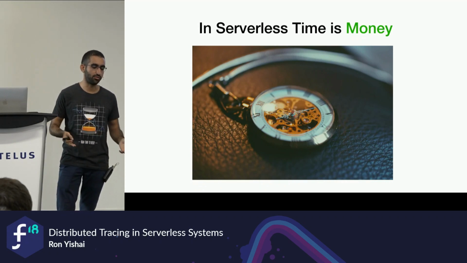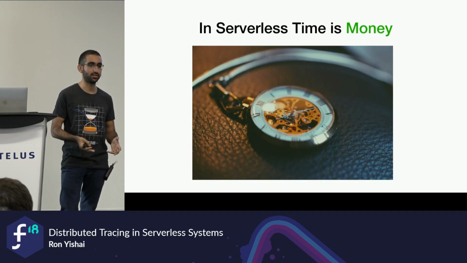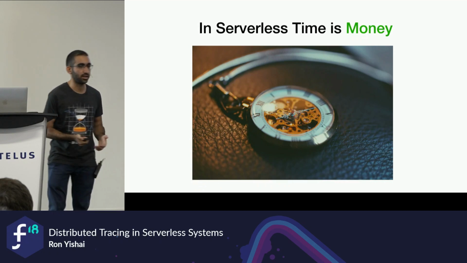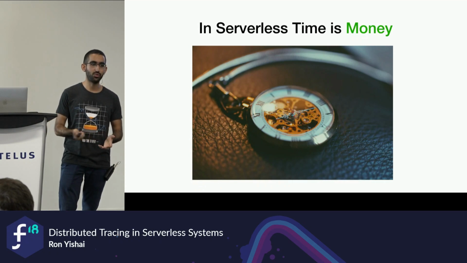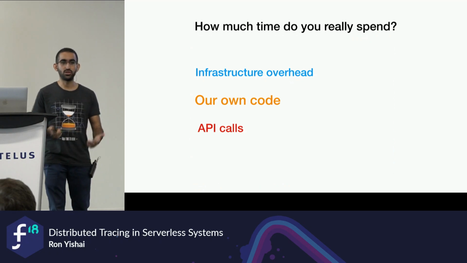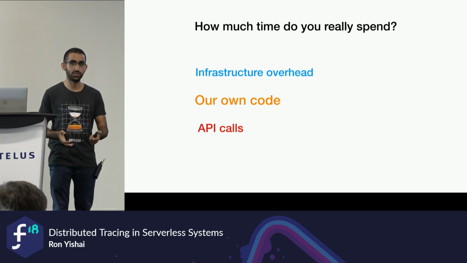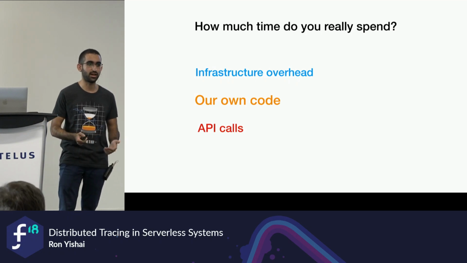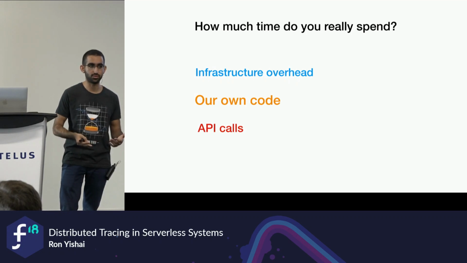Because we need to pay for all the time that we are running, even when we're sleeping and waiting, we're still paying. We're using a lot of different API calls, and when I make an API call, I usually have to wait until I get a response, and I'm still paying for it. So it has become very important to understand what's going on and what I spend my time on. Again, there's the infrastructure overhead, which is related to cold starts. When my Lambda functions run for the first time, I have my own code that takes some time to run.